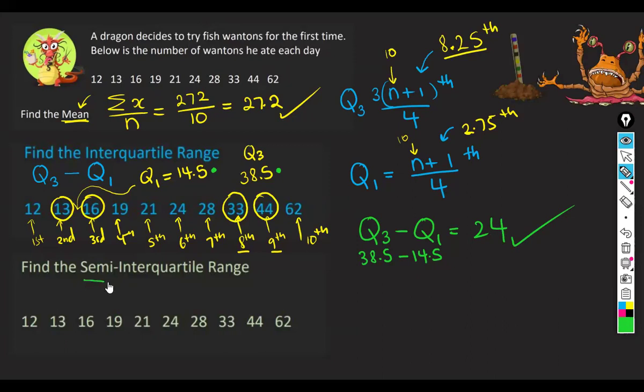You still have the semi-interquartile range, which is not going to be a headache because it's the same formula as the interquartile range, which is Q3 minus Q1, but you divide it by 2. So in other words, you're just taking 24 and dividing it by 2, because when you minus Q3 and Q1, you're getting 24. So it's just 24 divided by 2, which is 12.